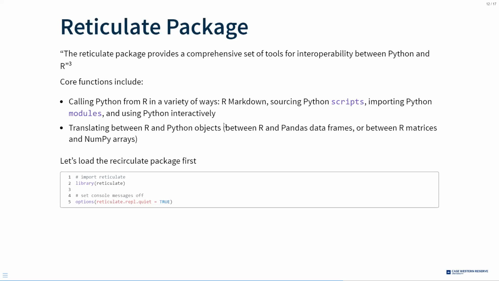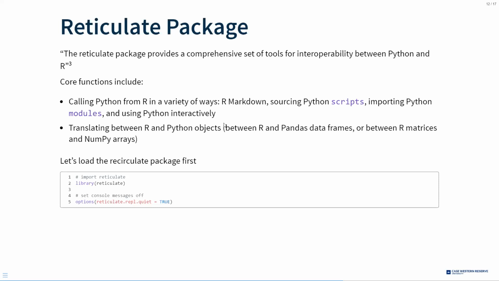This package also provides a way to translate between R and Python objects. So say you create a data frame in R, and rather than saving your data frame as a CSV file, then pulling up Python and loading that CSV file into a Python data frame, you can actually translate some basic data types between R and Python. So you can take an R data frame and translate it directly into a Python data frame. And similarly with matrices and arrays, you can do the same exact thing.